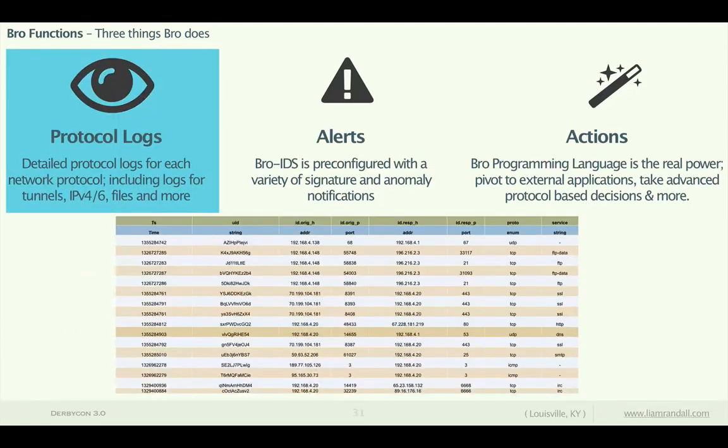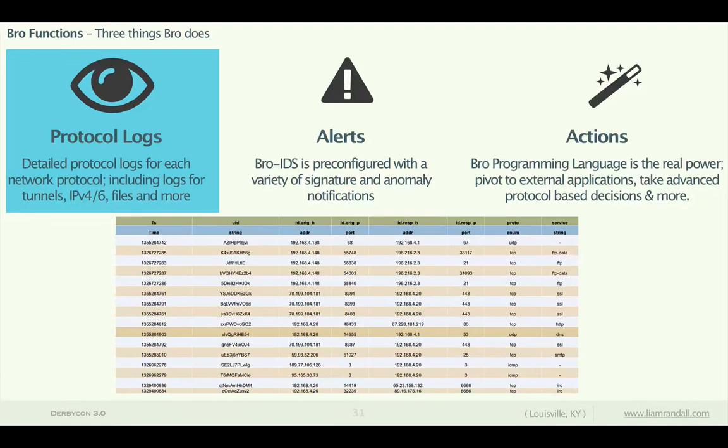So the first thing that Bro does is it writes these very, very rich protocol logs. You get one of these protocol logs for each protocol that Bro is decapsulating, plus a bunch of extra logs as you see fit. Bro is very, very easy to customize. So the idea is that you can even append things onto the existing logs, like geo-IP information or ASN databases or atomic indicators of intelligence, things like that.